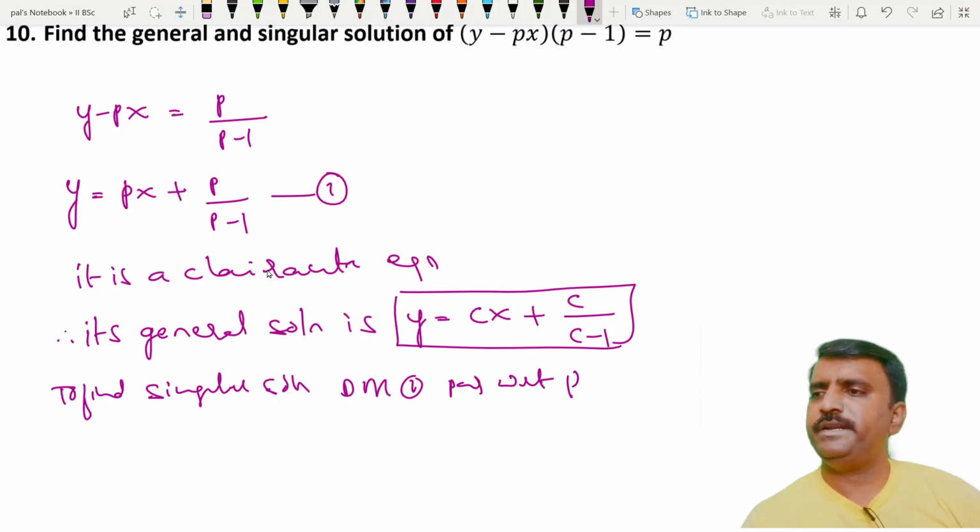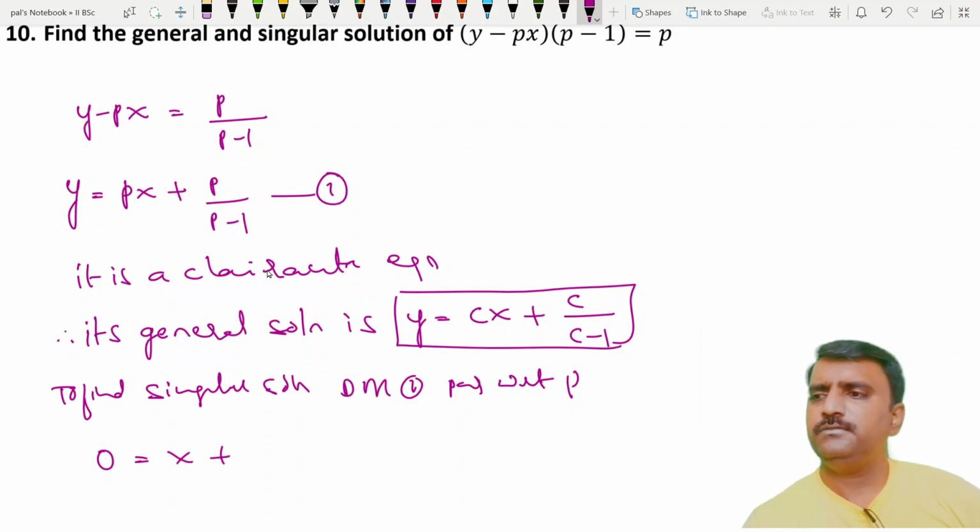So differentiating with respect to p, we get 0 is equal to x plus ... To differentiate this we have to use the quotient rule. If you don't want the quotient rule, you can differentiate it another way. Then it will be easy, I think. If you differentiate it that way, we can easily get a solution.